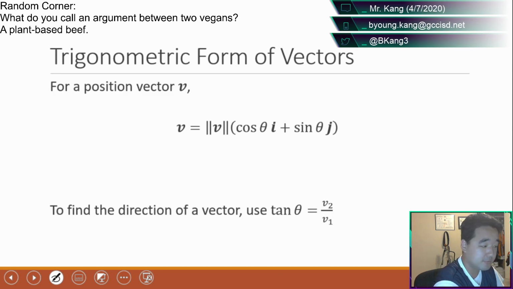Okay, so if you have a position vector, remember you're allowed to write it as i and j.